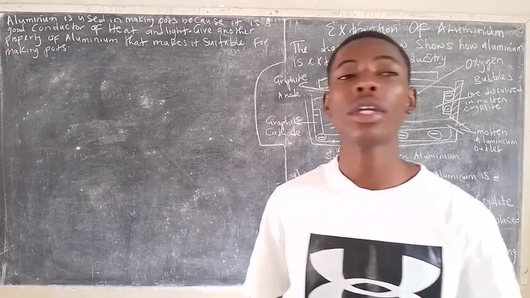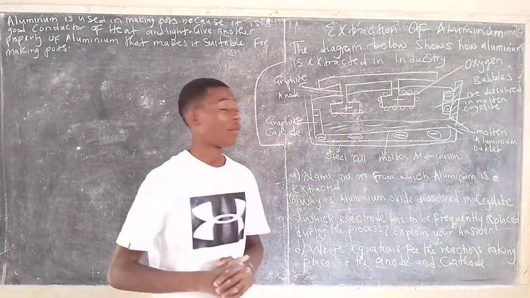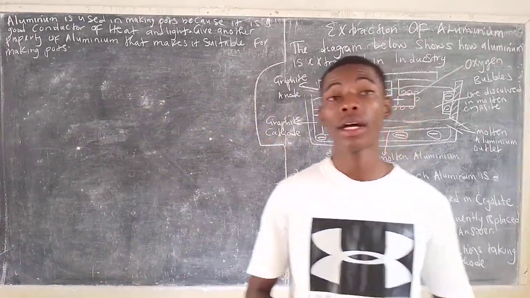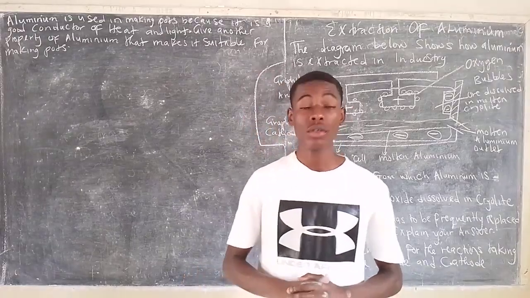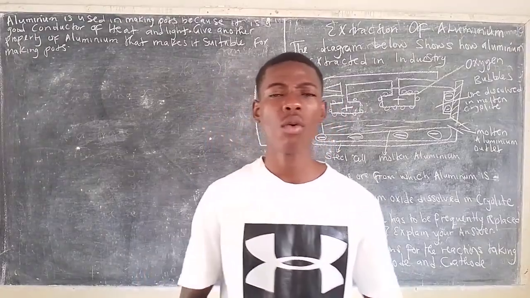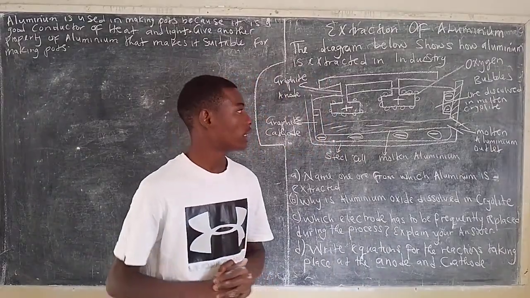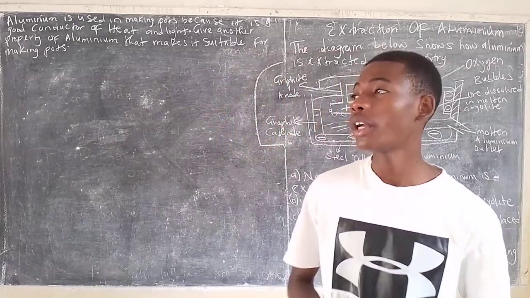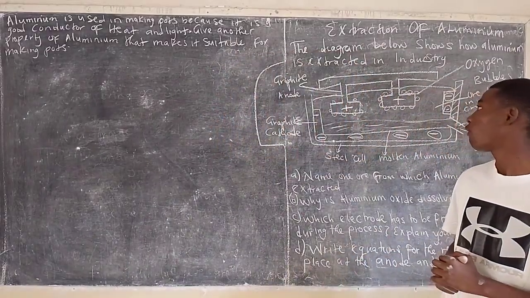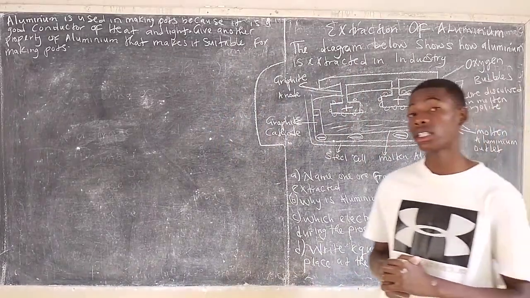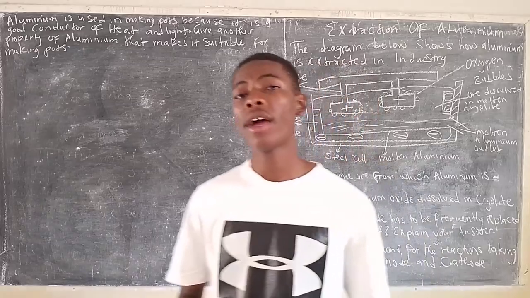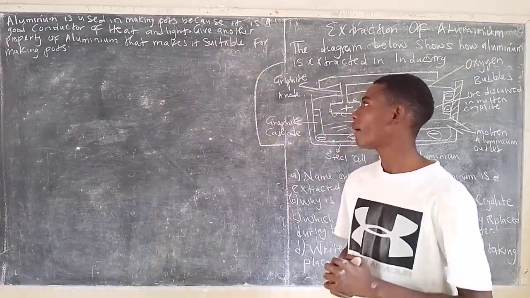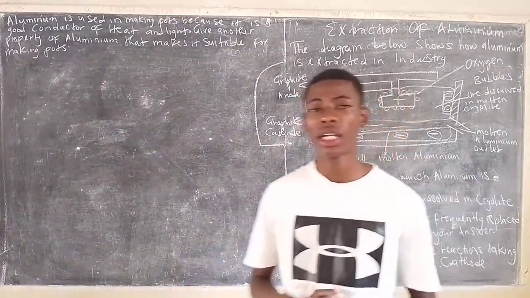So we are looking at what we call the extraction of aluminium. Unlike other extractions such as iron, aluminium uses electrolysis. Now why does it use this method? This is simply because of its position in the reactivity series. You will realize that aluminium is above carbon. Therefore, it cannot be reduced by carbon. So aluminium uses the method which we call electrolysis.